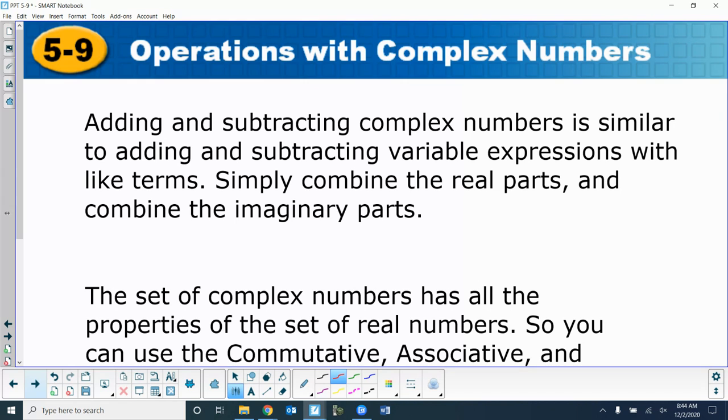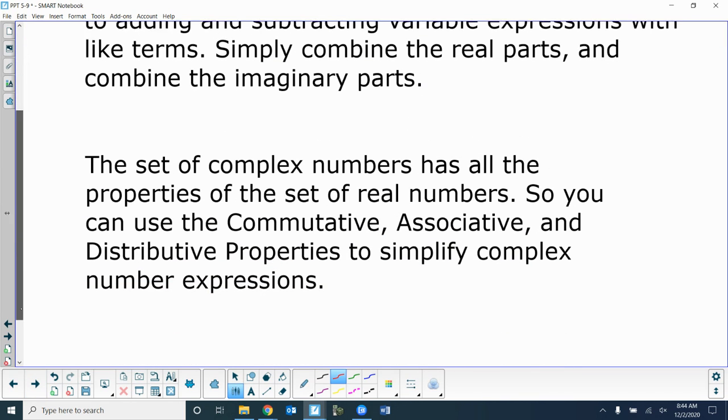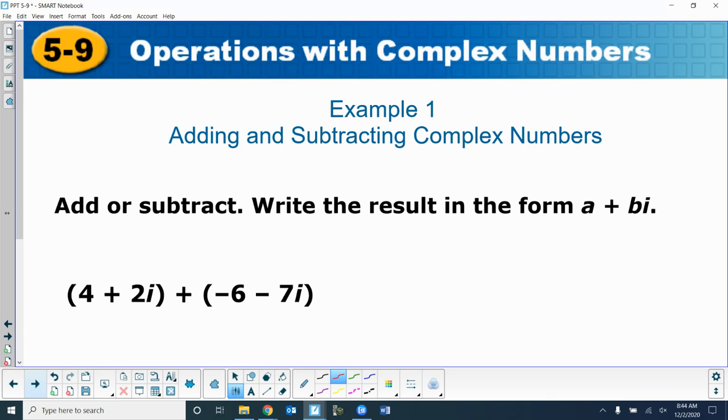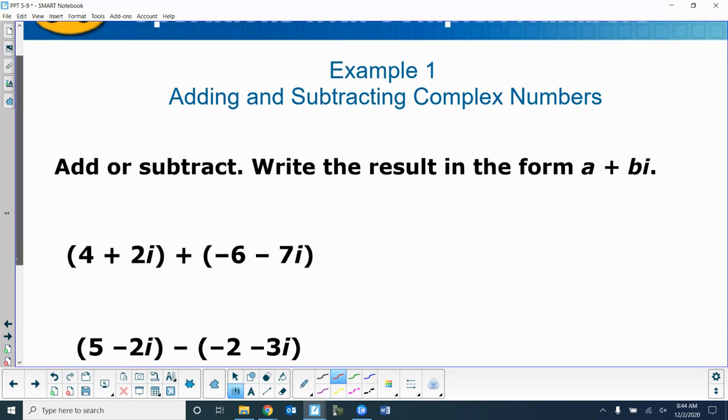Okay, the set of complex numbers has all properties of the set of real numbers. So you can use the commutative property, you can change the order and still get the same answer. Associative, we can change the grouping and still get the same answer, and distributive properties for complex numbers. So just combine like terms.